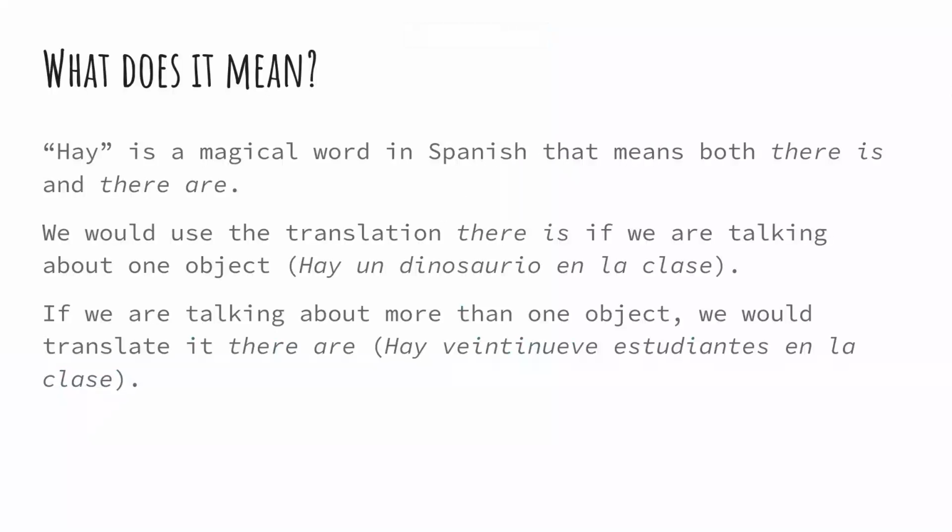Now, we would translate this word to mean there is if we're talking about one object only. So, for example, hay un dinosaurio en la clase. There's only one dinosaur in the class. So, we're going to say there is one dinosaur in the class. But if I'm talking about more than one object, I would translate it to there are. So, for example, hay 29 estudiantes en la clase. There are 29 students in the class. There's more than one, so I would say there are.